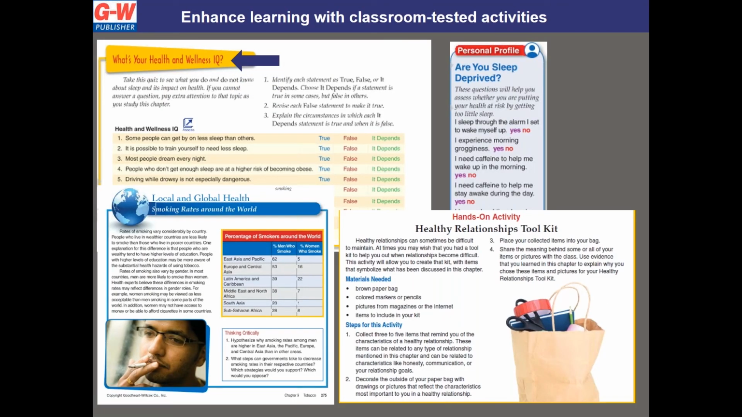Every chapter has a what's your health and wellness IQ quiz, and it's similar to a pre-assessment, and the students can assess what they do and don't know on a particular topic. Once again, note this activity icon that students can complete this digitally. Personal profile is in every chapter, allowing students to assess whether or not they're putting their health at risk. Local and global health is in every chapter. And every chapter has a hands-on activity. So you'll see that there's lots of different opportunities for cross-curricular instruction and real-world application.